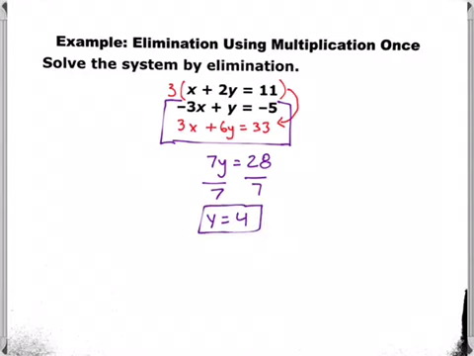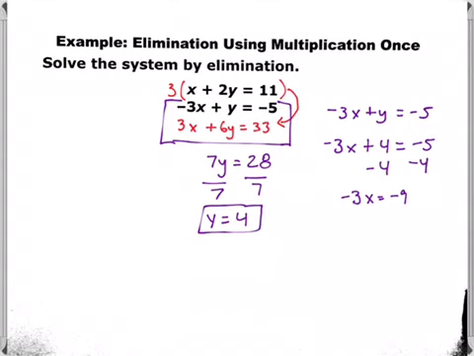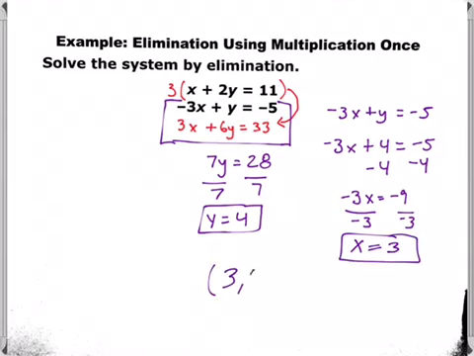Now that I know what y equals, I'm going to plug it back into one of the equations. I'm going to use the second equation. So negative 3x plus y equals negative 5. So negative 3x plus 4, since we know y equals 4, equals negative 5. I'm going to subtract 4 from both sides. And I've got negative 3x equals negative 9. Divide by negative 3, and you get x to be 3. So our ordered pair solution here is 3, 4.